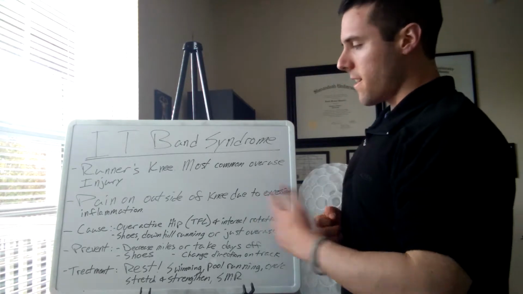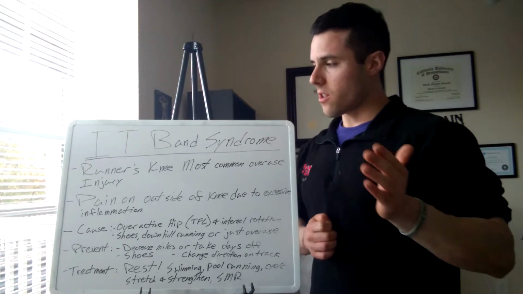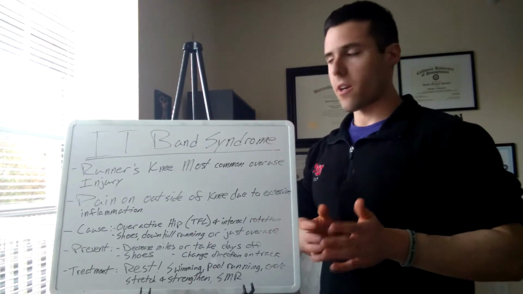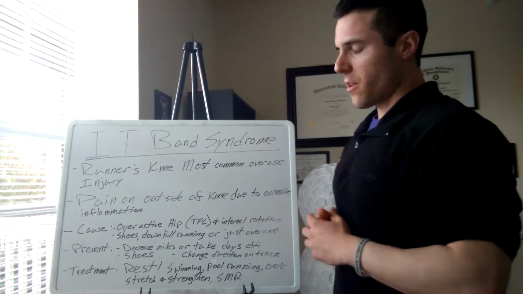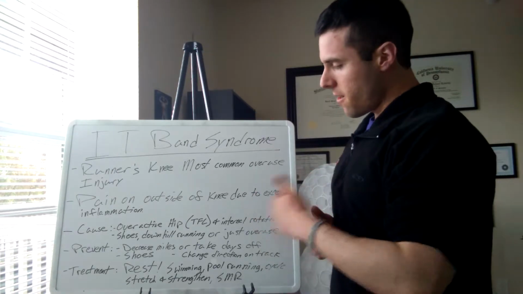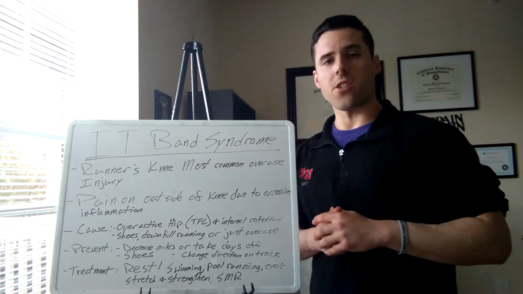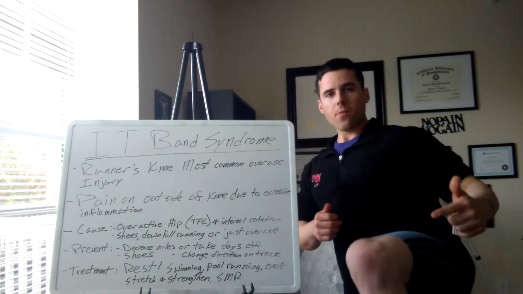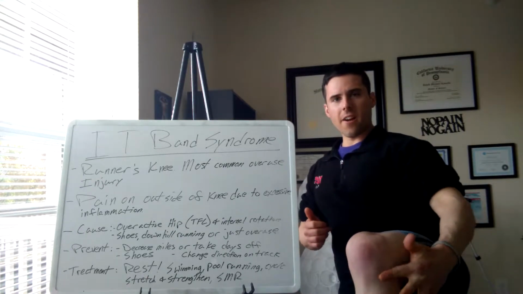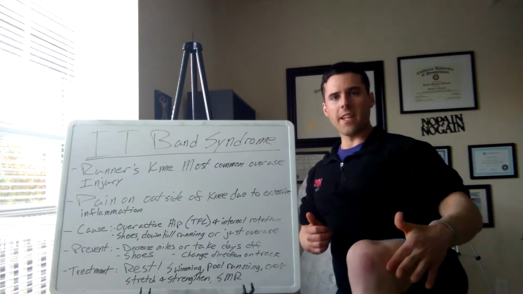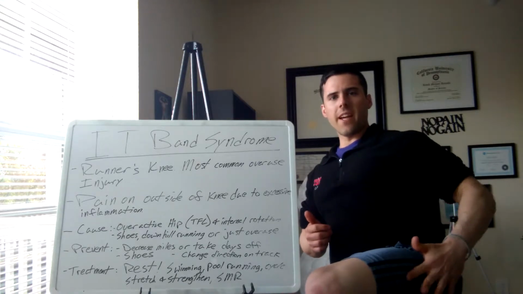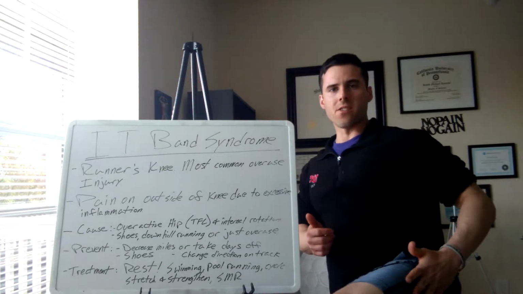So as I said, it is the most commonly overused injury. Okay, very, very, very common. All right. What you're going to be feeling is pain on the outside part of your knee, which is due to that excessive inflammation. So if you can see my knee, right around this area here, okay, maybe down here in front of the kneecap, but this outer area of the leg, this is where your IT band is, okay?